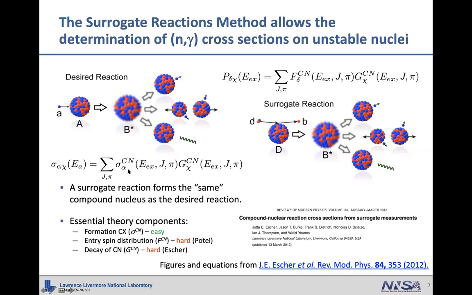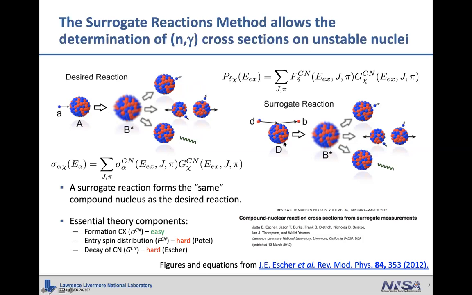And you can describe that as the sum over all spins and parities of the product of the formation cross-section for this compound nucleus and then the branching ratio for its decay. And this is the desired reaction. For technical reasons, you can't measure it. So what one does is to come up with a surrogate reaction.